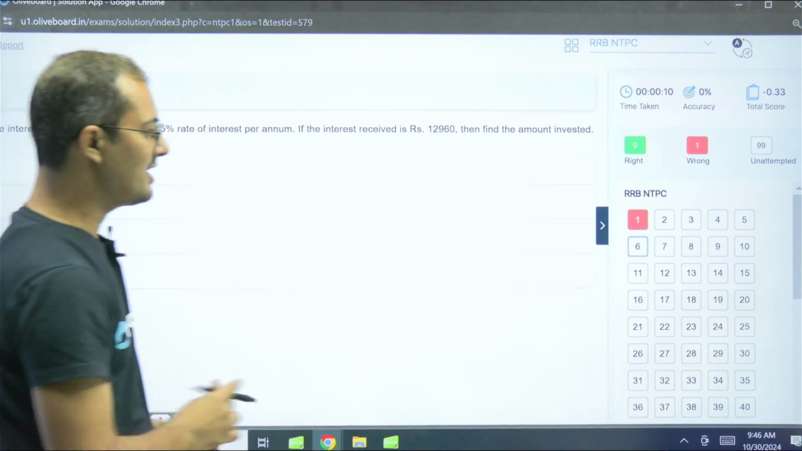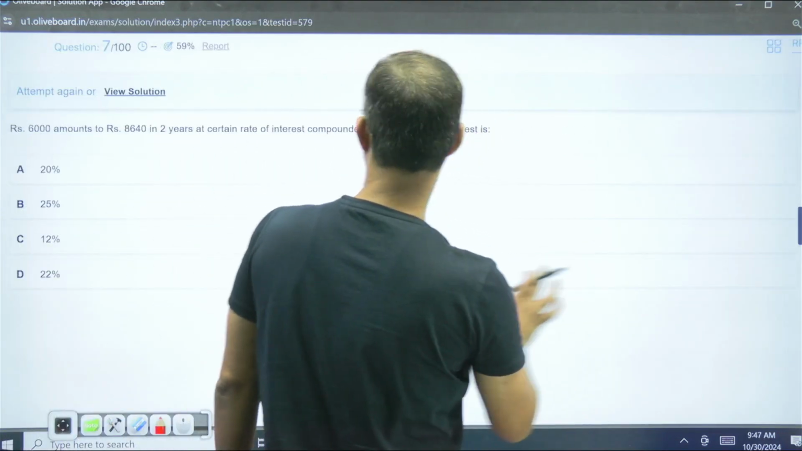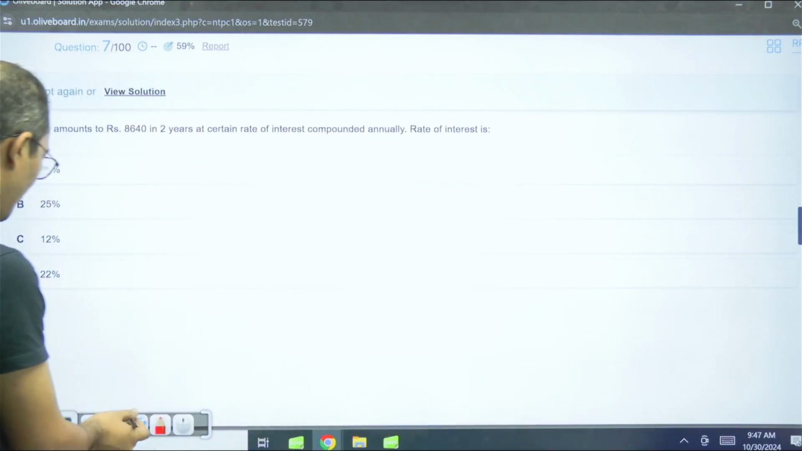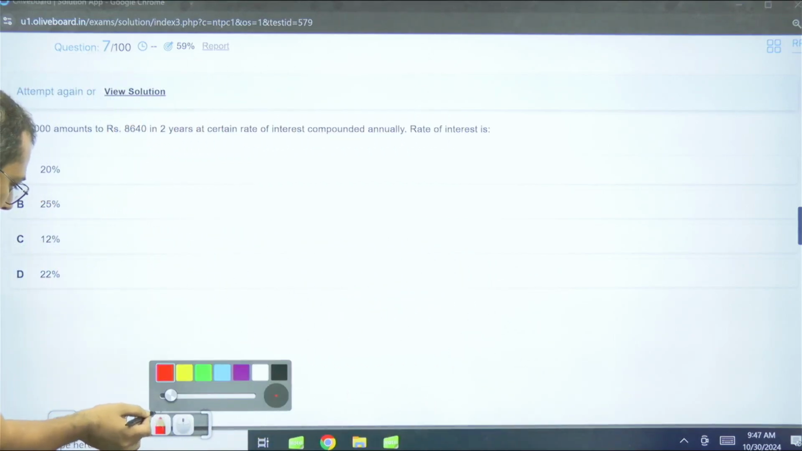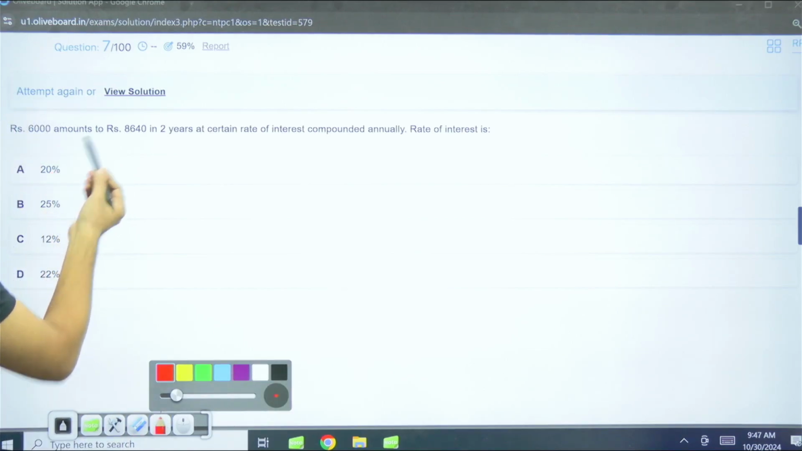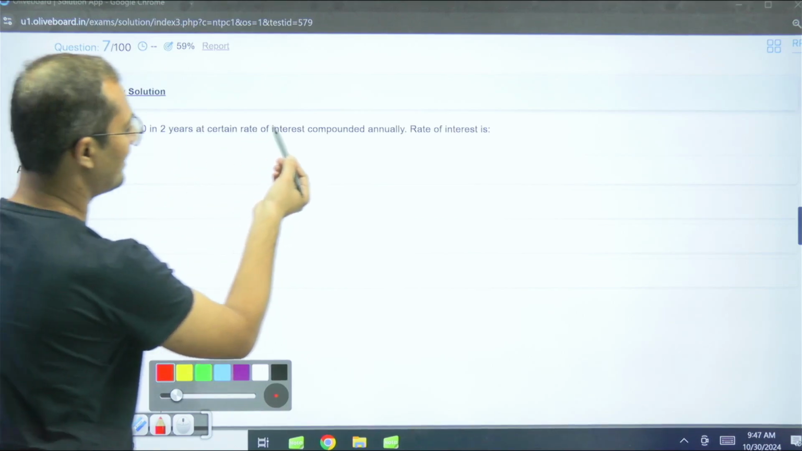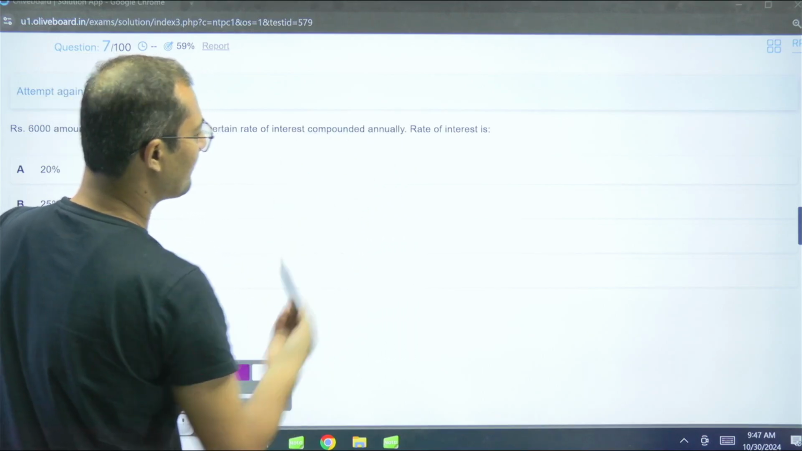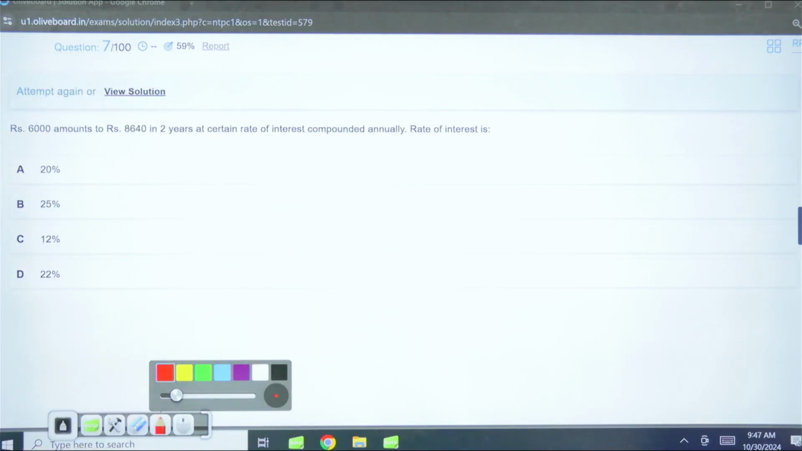Tell me what the answer to this question is. The next question is on your screen. The question says rupees 6,000 amounts to rupees 8,640 in 2 years at a certain rate of compound interest. Then find the rate of interest. You have to calculate the rate of interest.